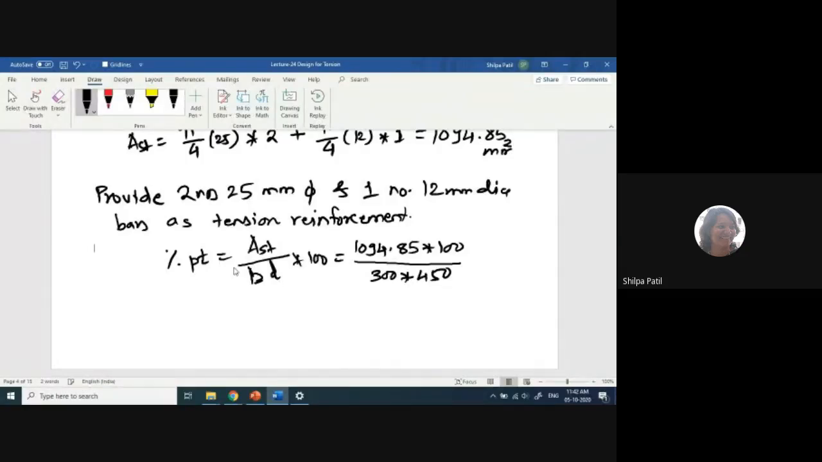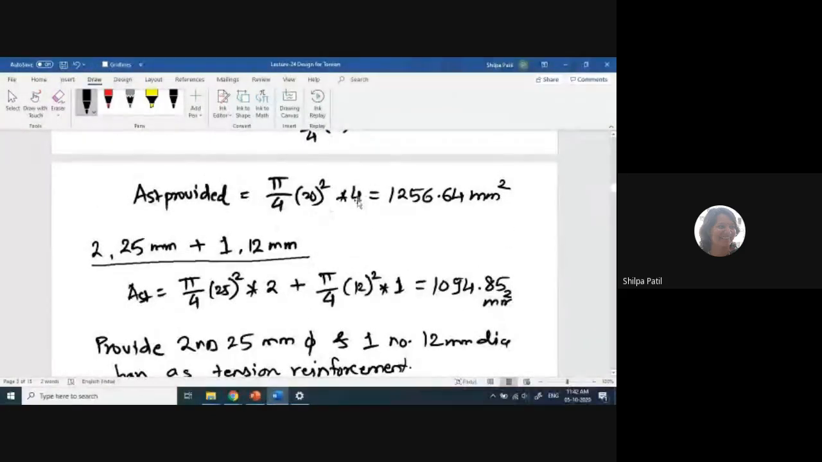So what is this percentage steel? 0.81 percentage. And if you calculate the same value for this area, I'll simply write down one statement here, or. So what is the percentage steel for this area?